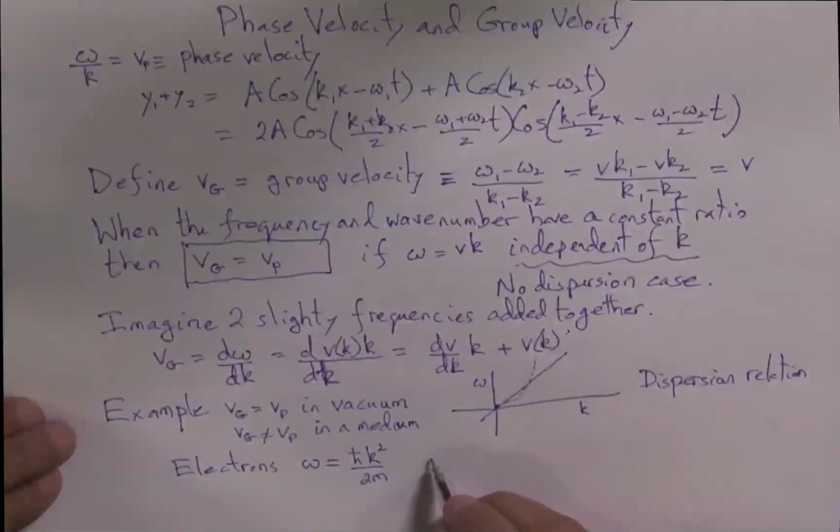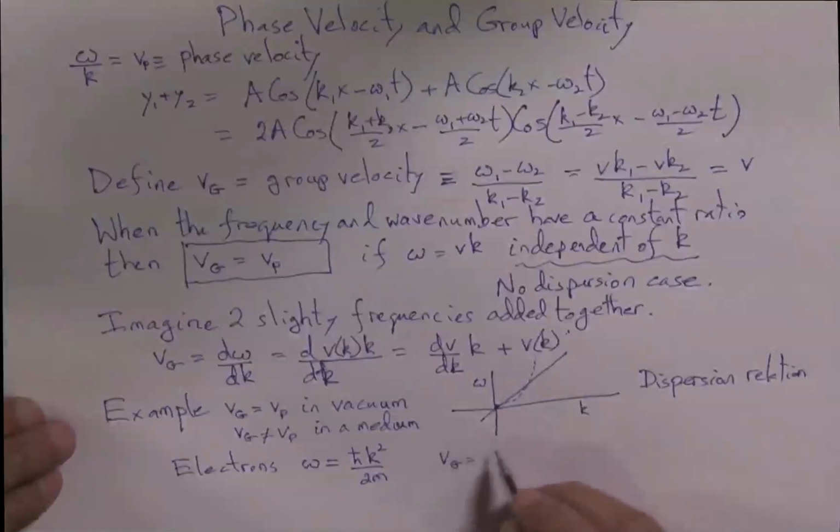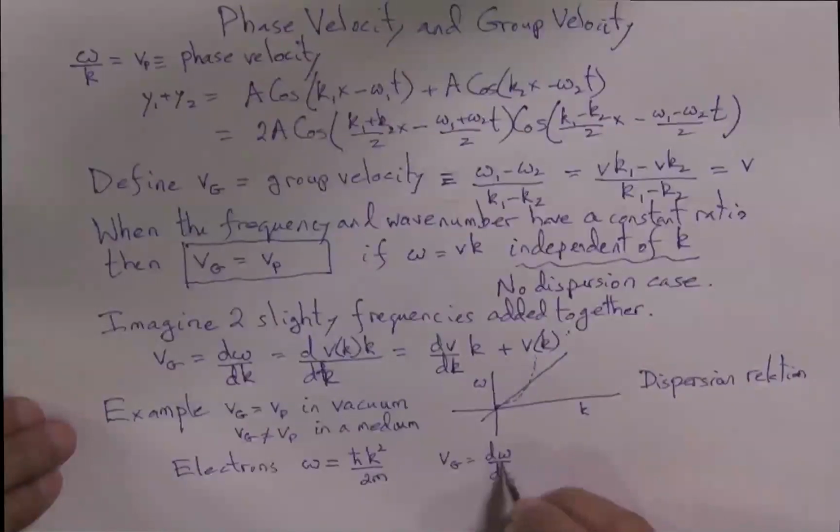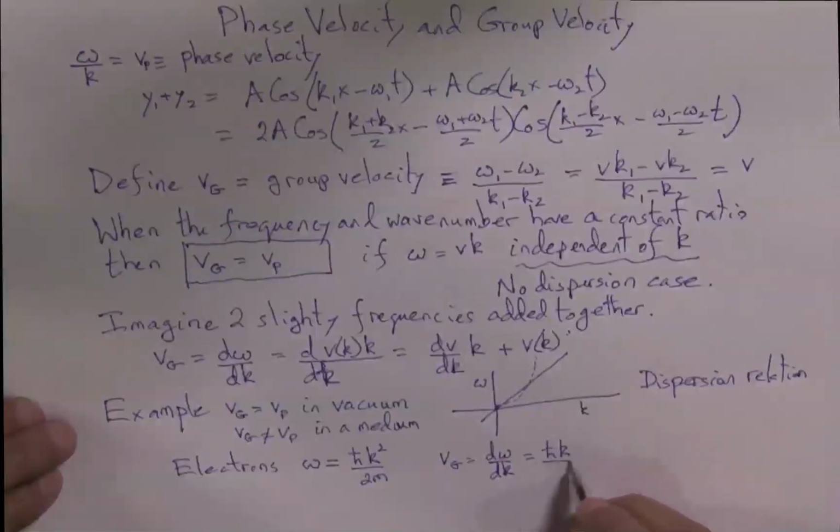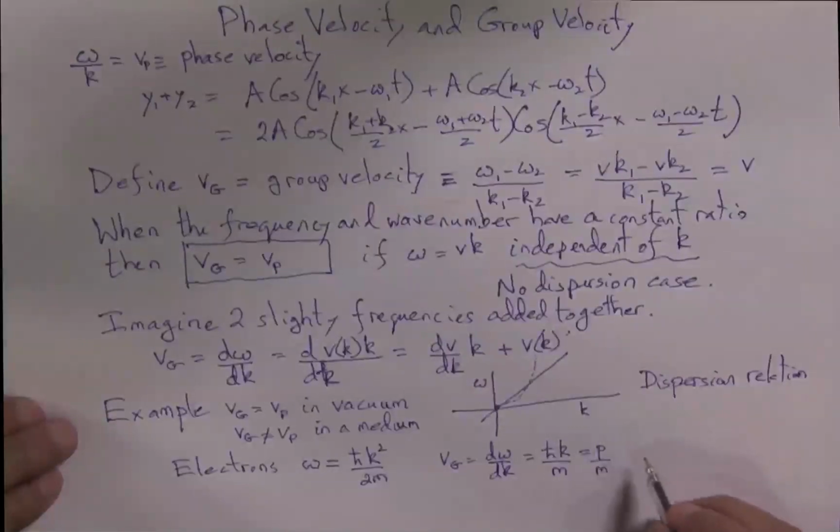In this case, let's calculate the group velocity here. So Vg is equal to d omega by dk. And now d omega by dk is h bar k over m. And that's just the momentum h bar k divided by the mass. That's what you expect for a particle anyway.